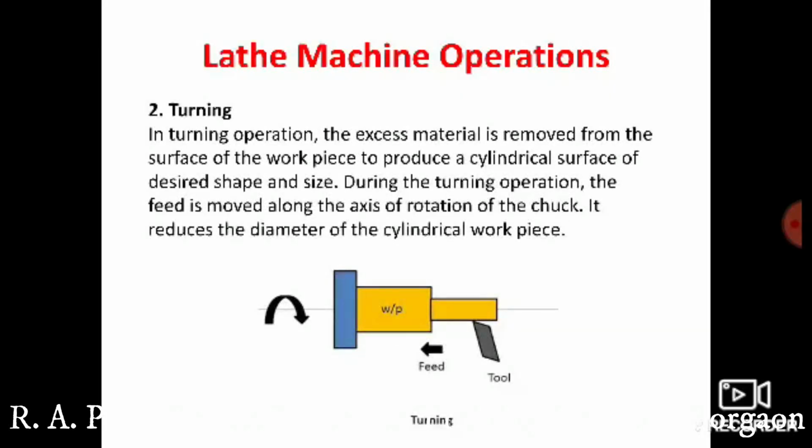The next operation is known as turning. In the turning operation, the excess material is removed from the surface of the workpiece to produce a cylindrical surface of desired shape and size.